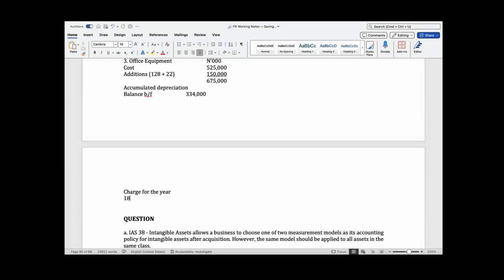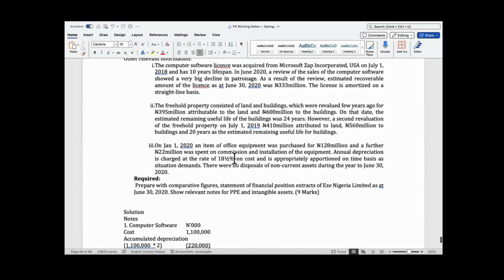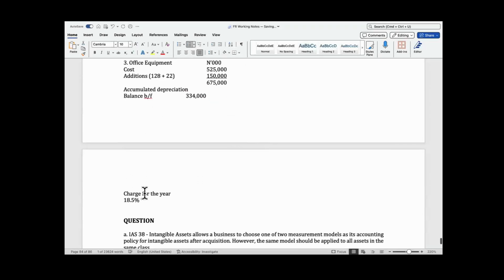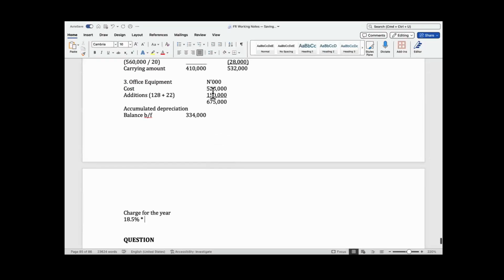They charge depreciation on 18.5% per annum. What did they give us? Yeah. So ordinarily, I should just charge 18.5% on the total costs, but I cannot because 150 was bought during the year, which I have to prorate the depreciation for. So I need to calculate it separately. For this one, I will do 525 directly, because it's for 12 months per annum. But for this other one, this 150, we'll need to prorate times 6/12.